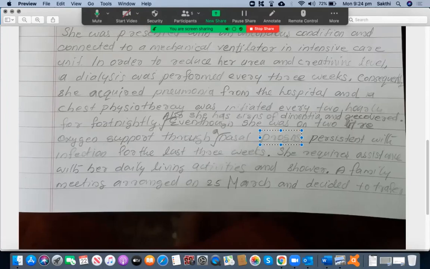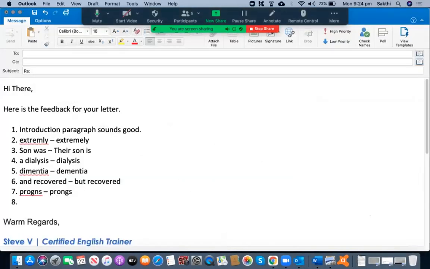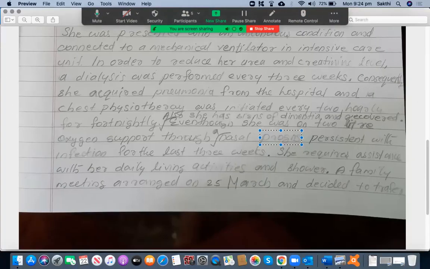So you have committed so many spelling mistakes. I don't know why you haven't committed. Like there are 3 spelling mistakes. Okay. All right. We didn't finish the first page yet. Persistent with infection for the last 3 weeks.